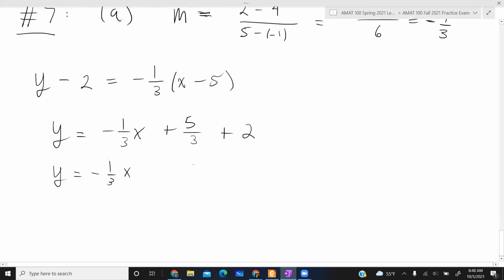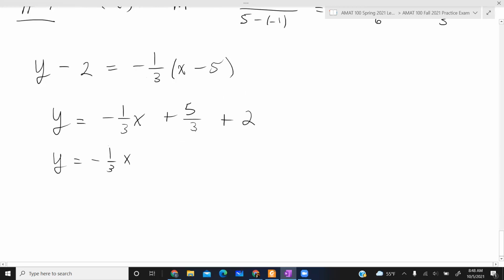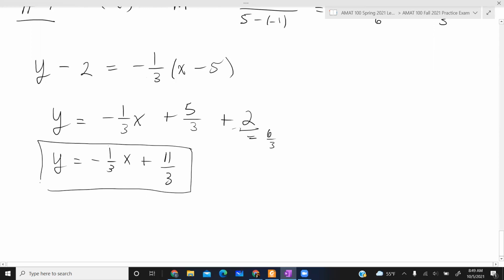Now I need to get a common fraction, so 2 can be written as 6/3, right? When I add these two fractions, 6/3 and 5/3, I get 11/3. That's the answer right there for part A.